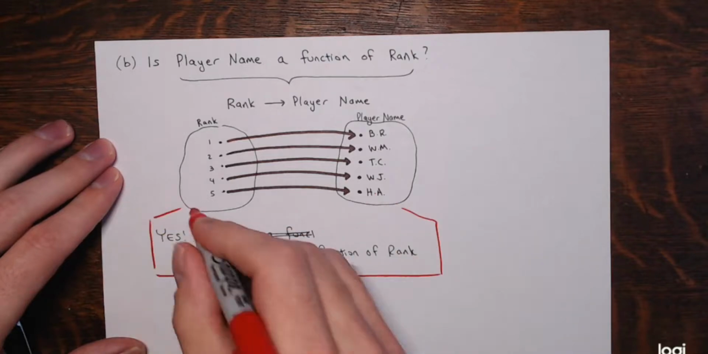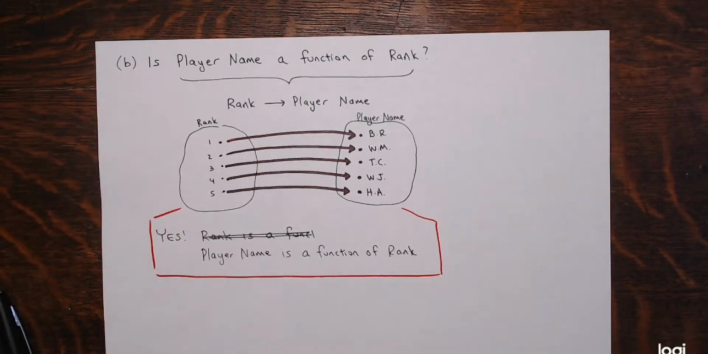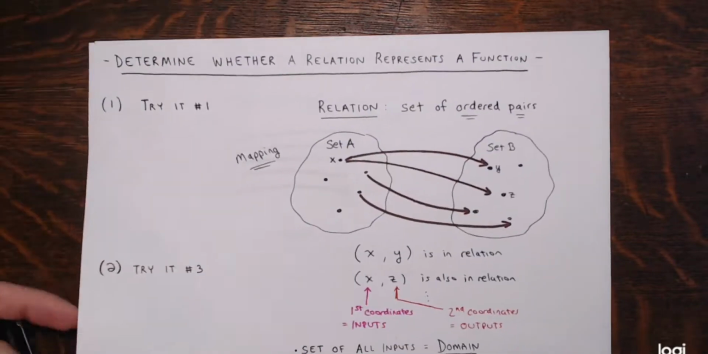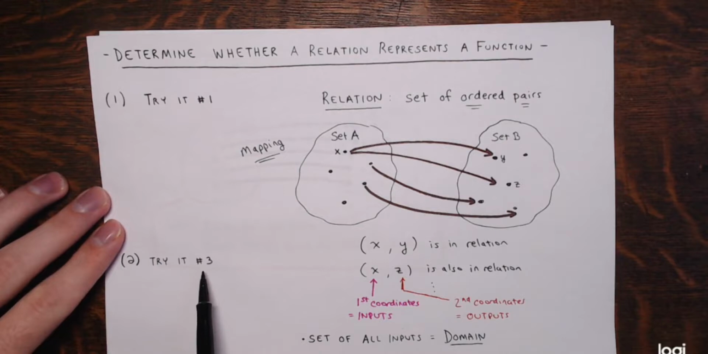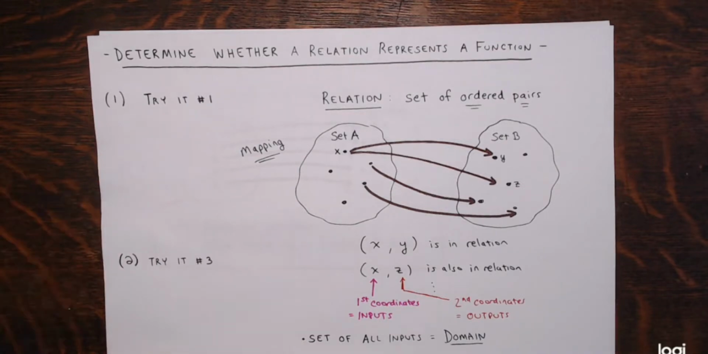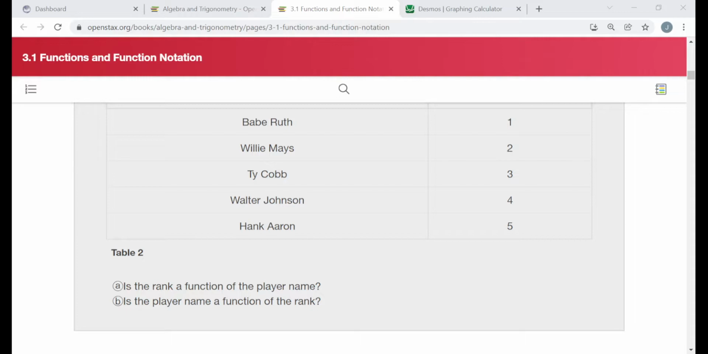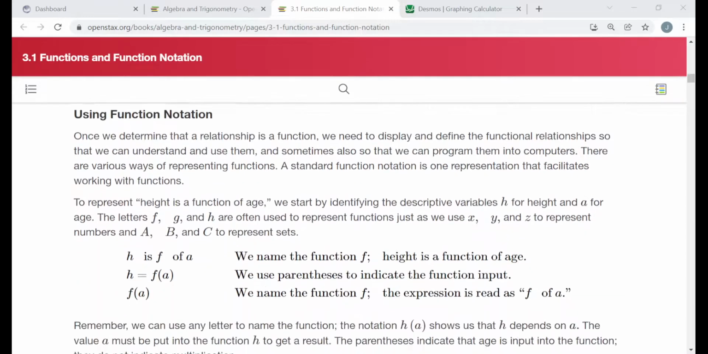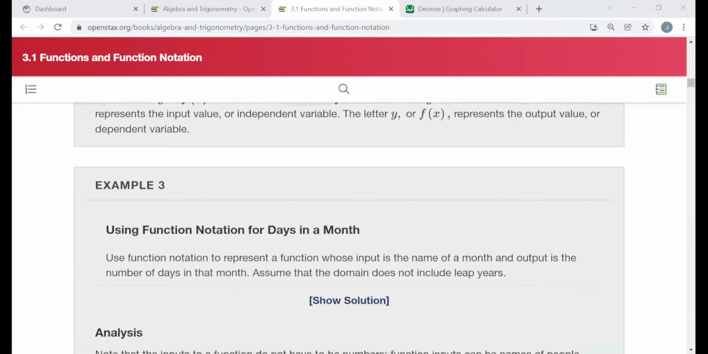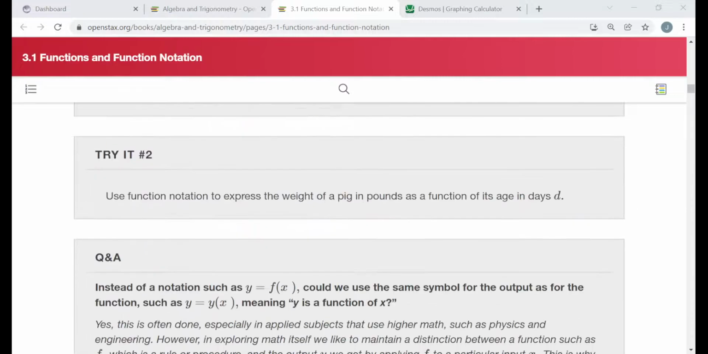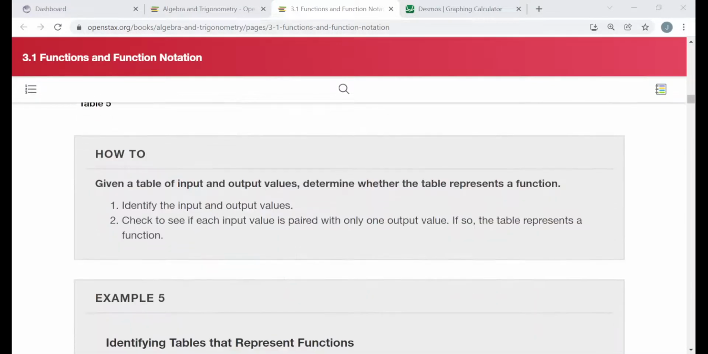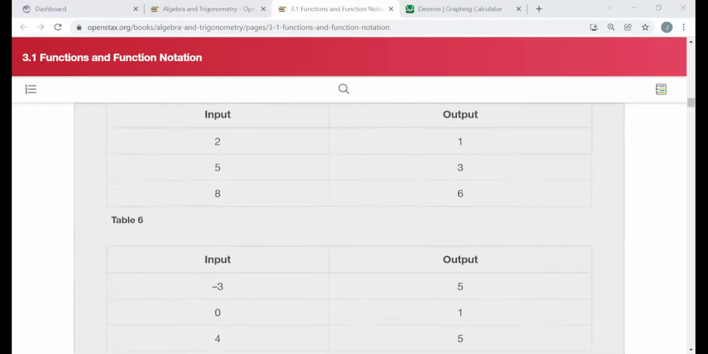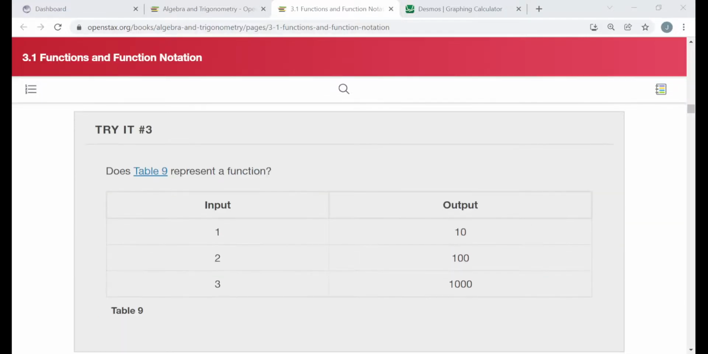Wonderful. Now, that's example 1. All right, that was try it number 1. Example 2 I've got for you. I'm going to do try it number 3. All right, let's see what that looks like. So going back to the reading here again. Function notation. All right. Try it 3 is more tables. Example 5. There's try it number 3.